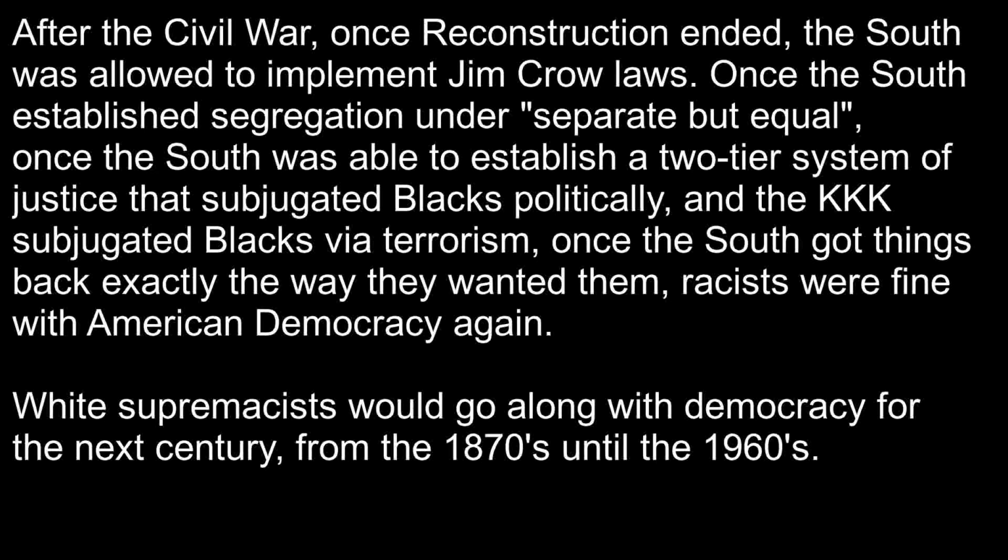Once the South was able to establish segregation under the guise of separate but equal, once the South was able to establish a two-tier system of justice that subjugated blacks politically, and the KKK subjugated blacks via terrorism, once the South got things back to the way they wanted them, racists were fine with American democracy again. White supremacists went along with democracy for nearly a century.